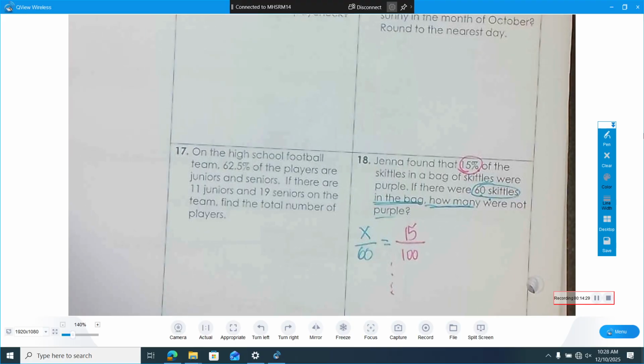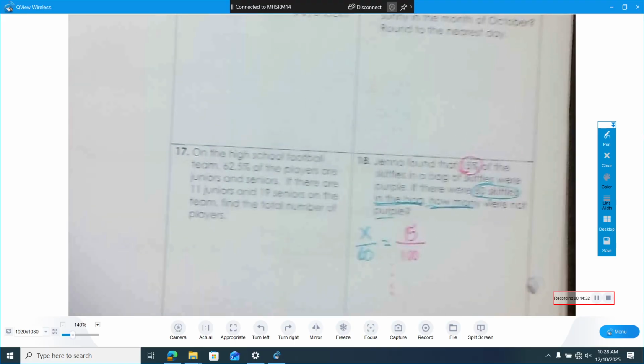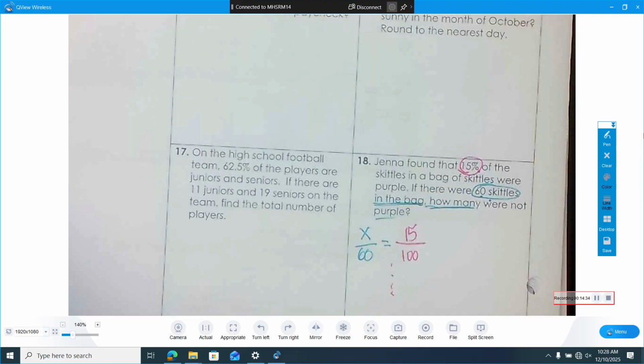Cross multiply itself. Do you have questions for me? All right, cool. Hey, 15.